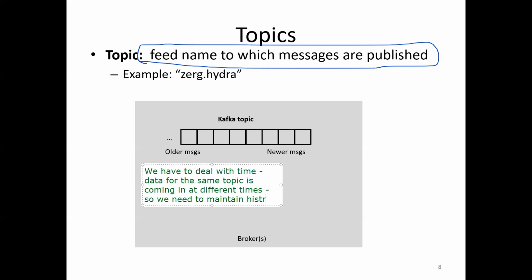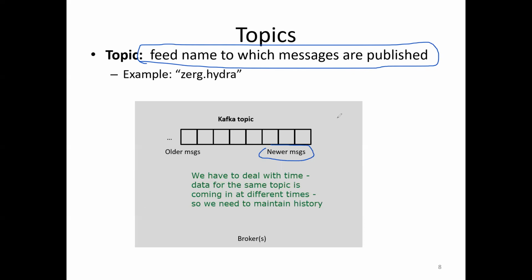So that's why here they have also shown that there are newer messages. I'm inserting the data here. So this is sort of my commit log, similar to a commit log. I just have an array or a log, and this is the tail of the log, and this is the head of the log. I'm publishing the data at the tail. That's the newer message, and the more you go towards the other end, the messages get older and older. So this is history. I'm going towards the history here.